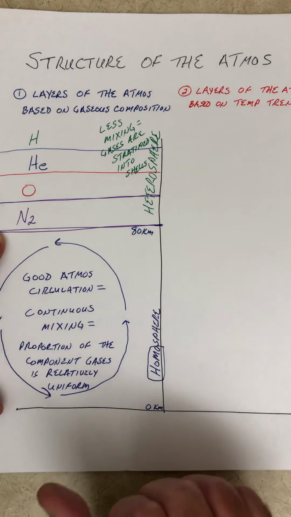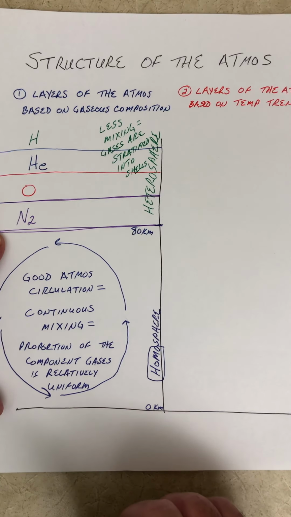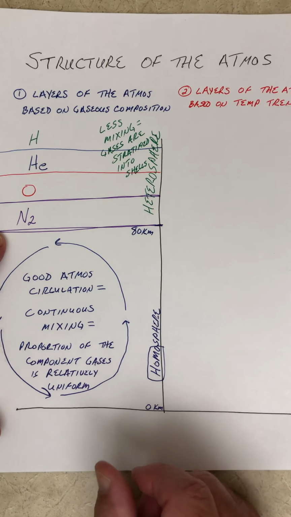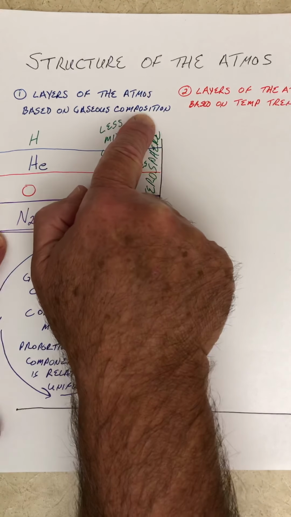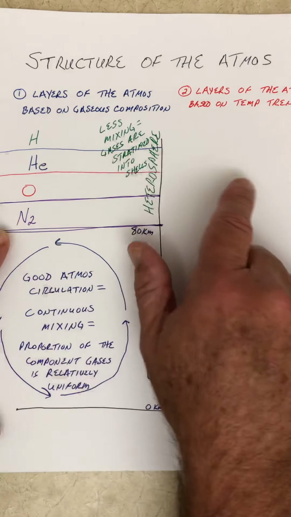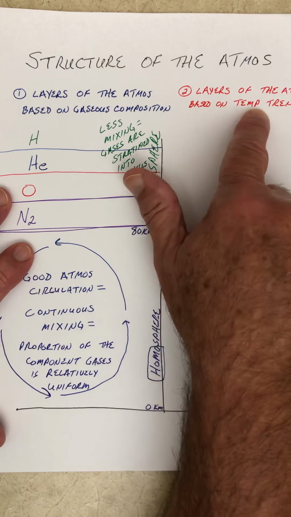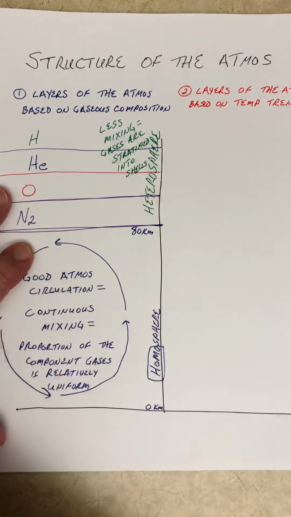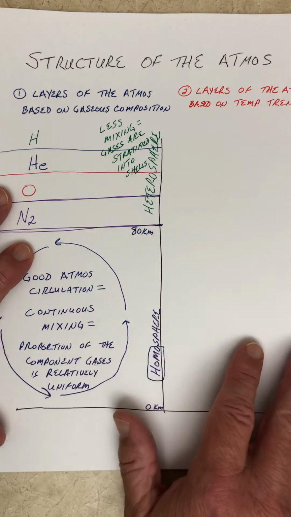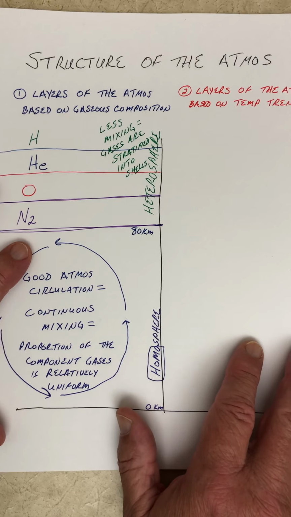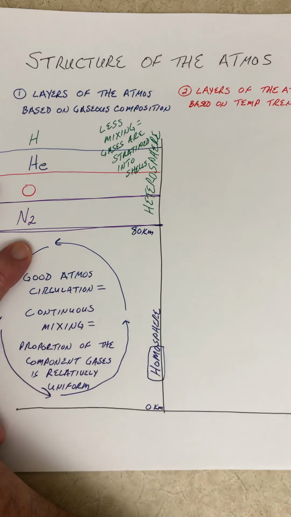All right, class, so we're looking at the structure of the atmosphere, and there's two ways that meteorologists describe the structure of the atmosphere. That's based on the gaseous composition of the atmosphere, and the second way is based on the temperature trends. And so this is what we're going to take a look at now. The structure of the atmosphere based on temperature trends. There's layers of the atmosphere that are based on temperature trends, and that's how we describe the structure of the atmosphere. One of the ways.